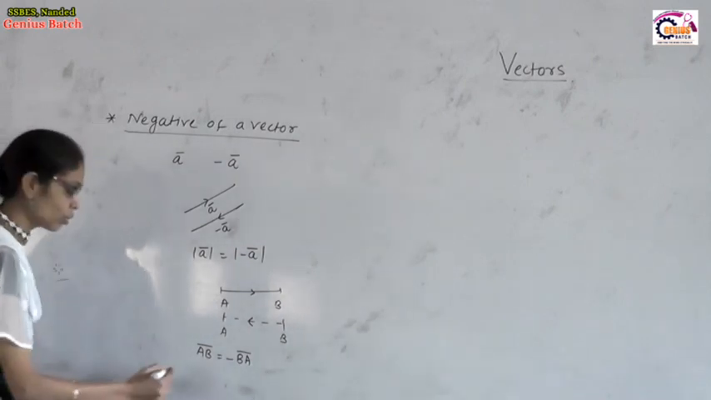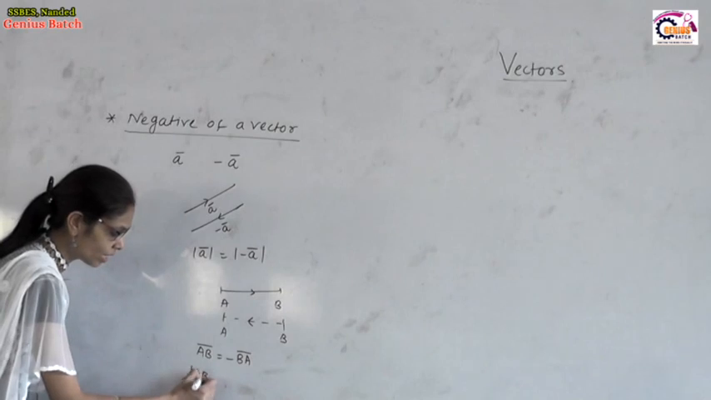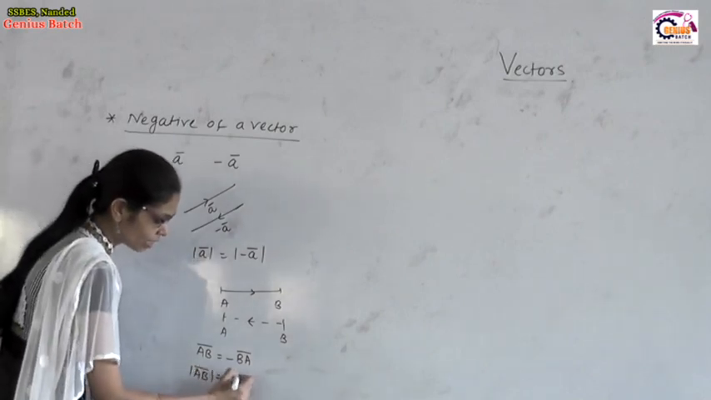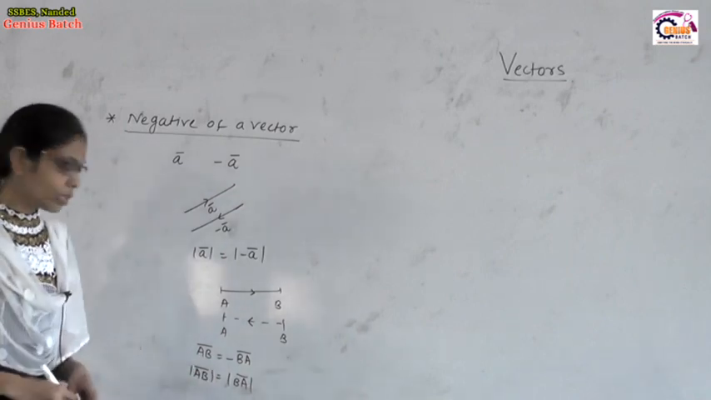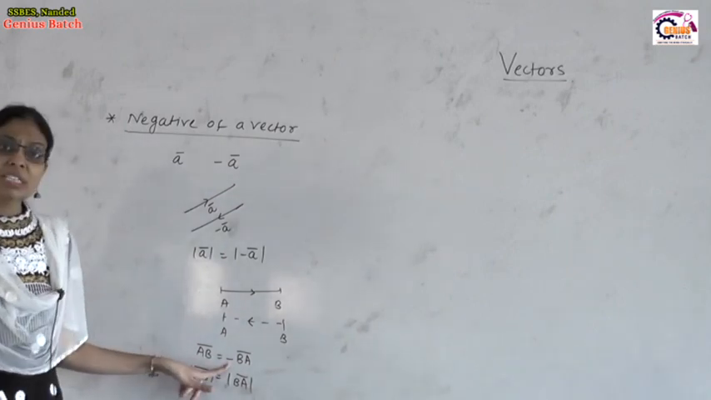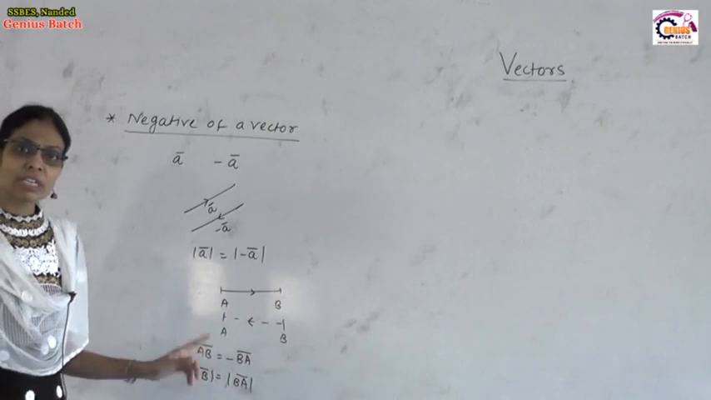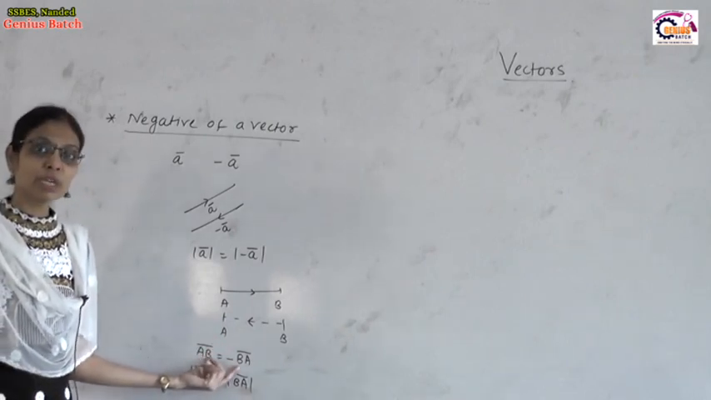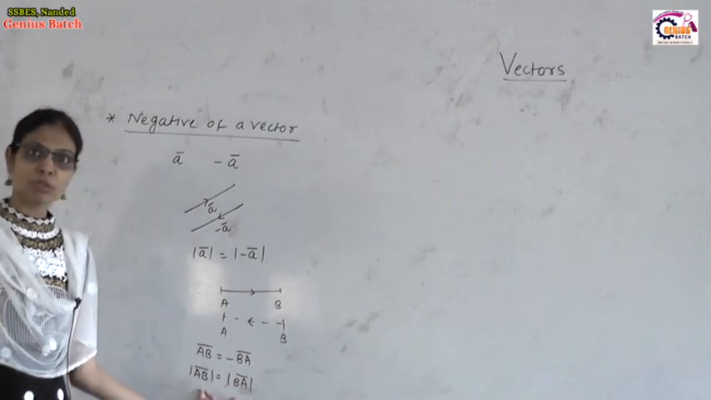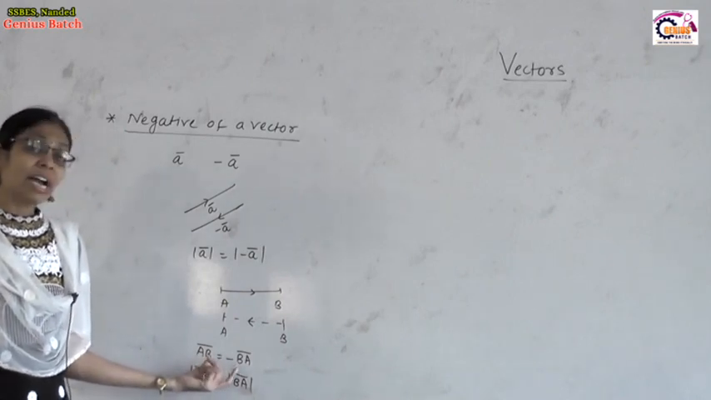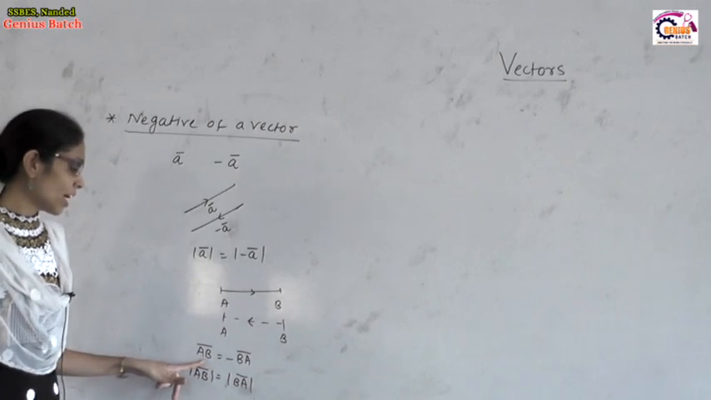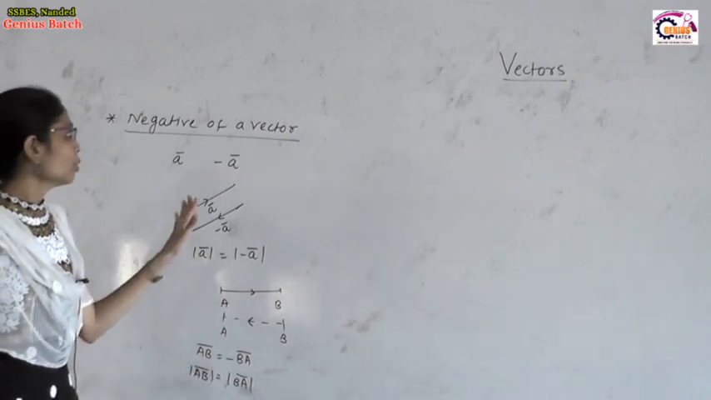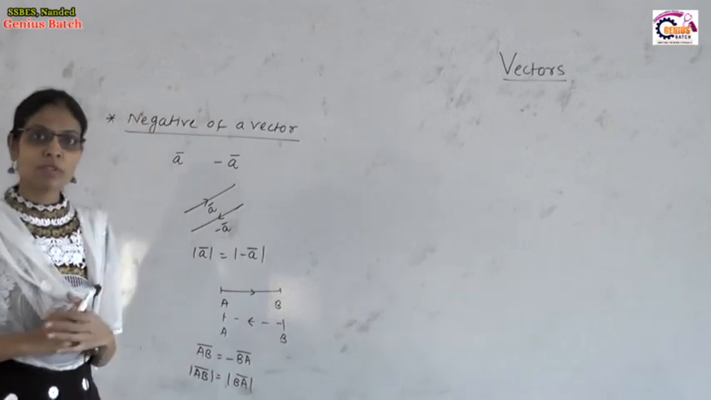Here also you can write the magnitude of vector AB is the same as the magnitude of vector BA. Their magnitude is the same, but why is the minus sign given? Because their direction is exactly opposite. Why did we not write AB is equal to BA here? Magnitude of AB is equal to magnitude of BA, but the direction is opposite. So we write vector AB is equal to minus vector BA. So this is about the negative of a vector.